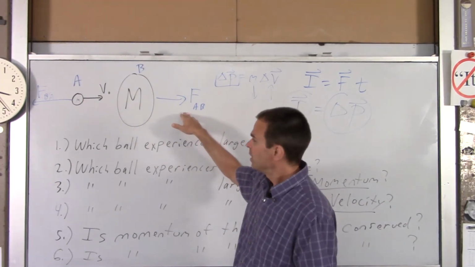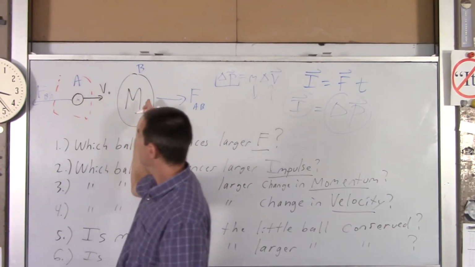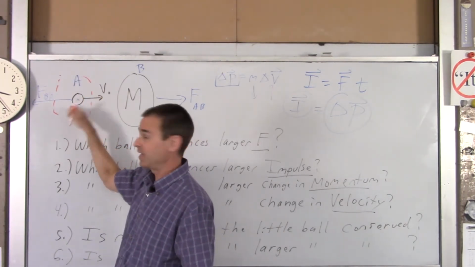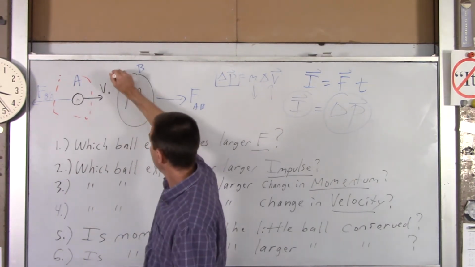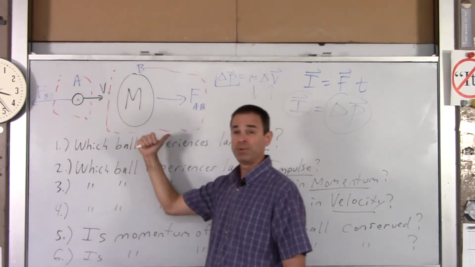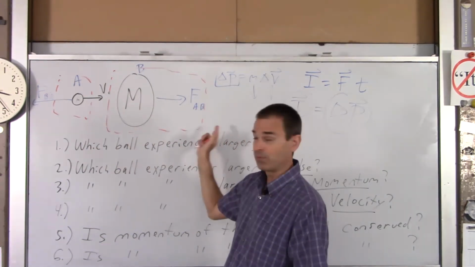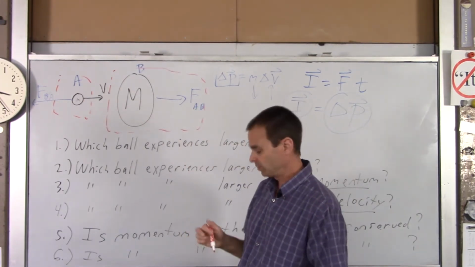is 0. If you look at just A, when B is hitting A, there's a force acting on A, so A experiences an impulse and a change in momentum. If you look at just B, during the collision, A hits B, so B experiences a net force, therefore there's an impulse acting on B, therefore its momentum changes.